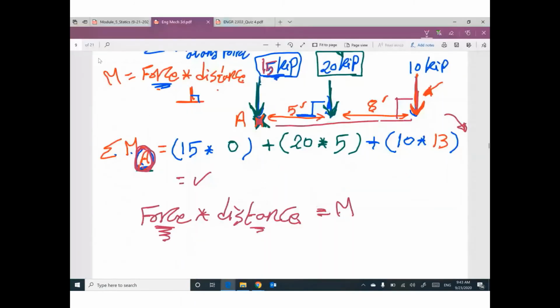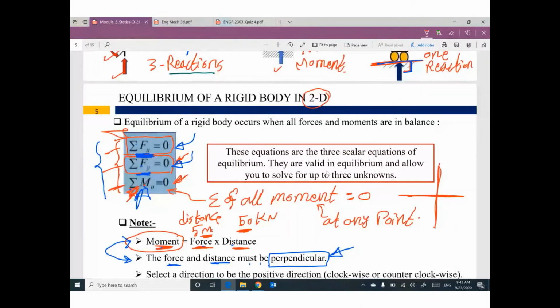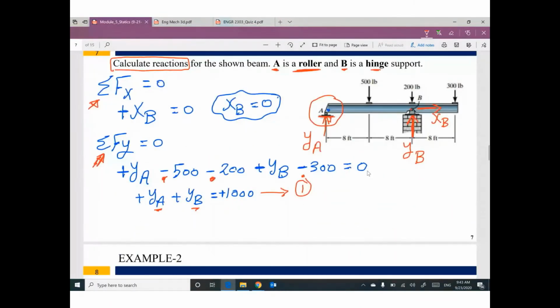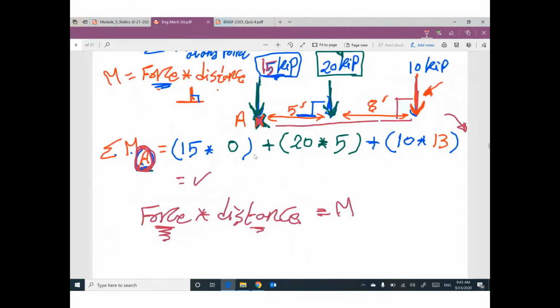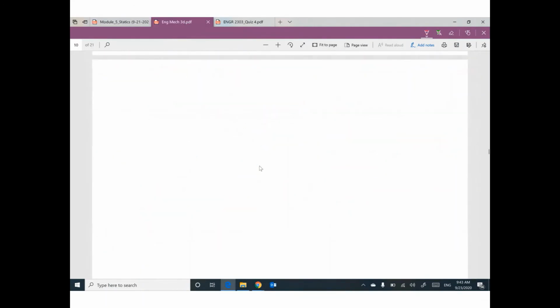Thank you, Anton. In this problem, next equilibrium equation, I'm going to take moment at any point. So I will take moment at A, at this point, moment at A equal 0. But before doing this, I have another thing I need to discuss first.